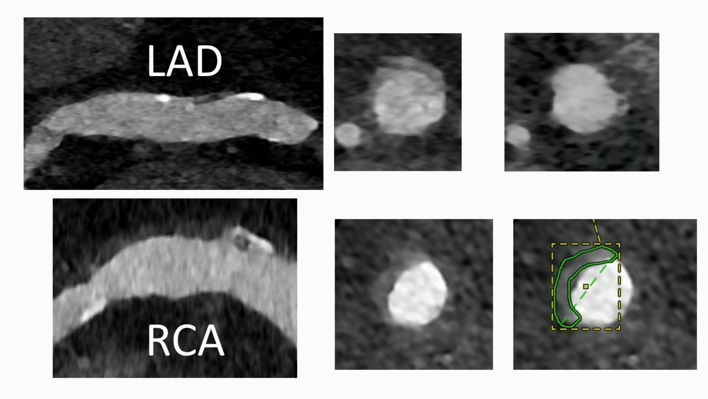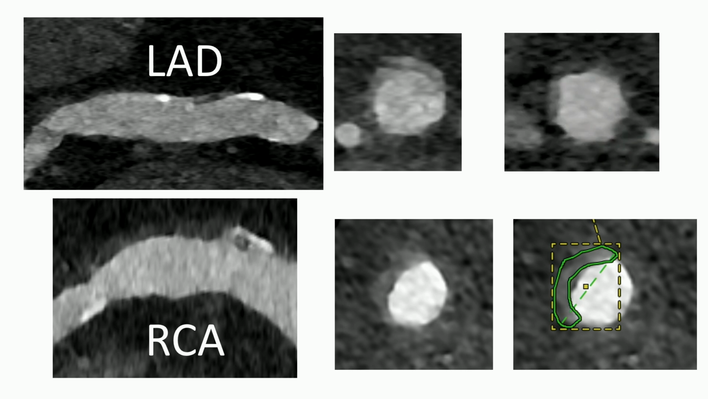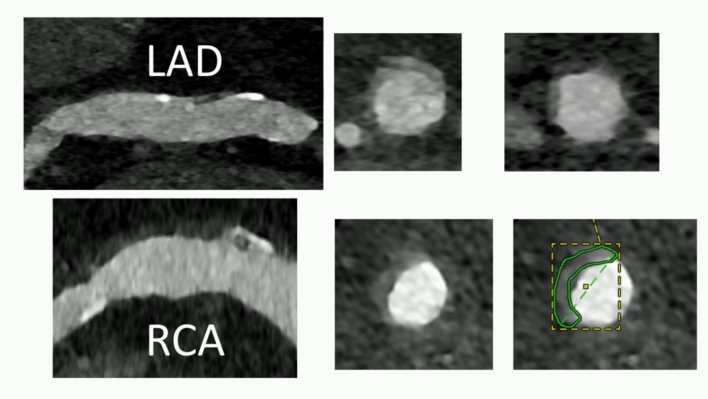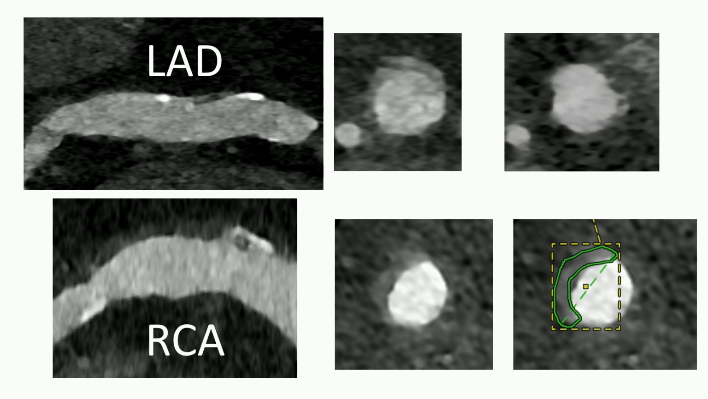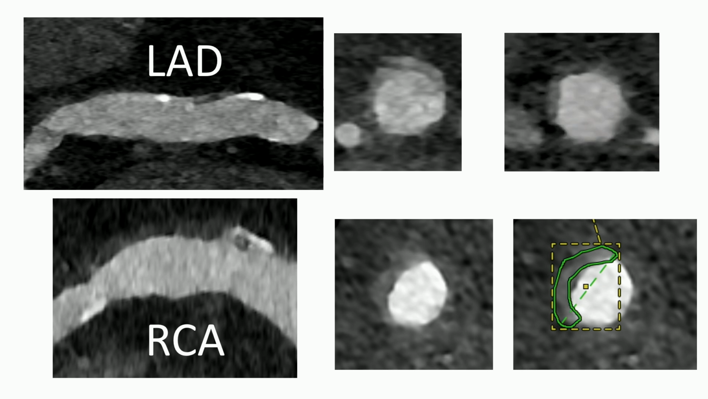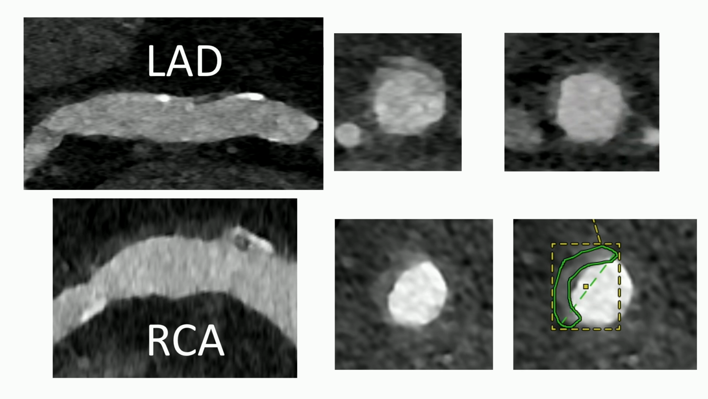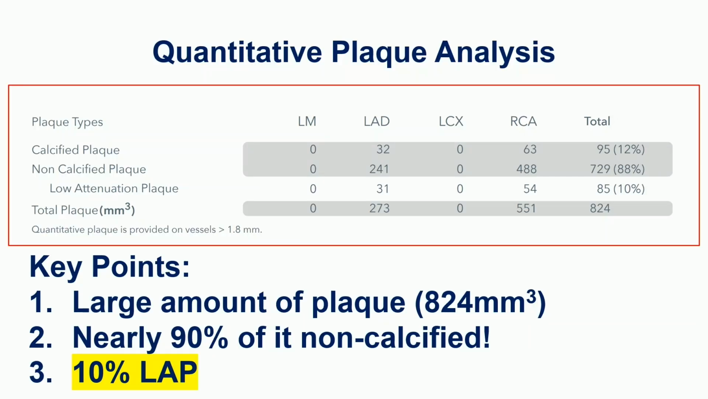On the bottom set of images is the RCA long axis and short axis. And if you can't see it on this projection, I traced it here. This is just my manual trace, this green line here, showing you all the non-calcified plaque. So this is really an individual with an extensive amount of non-calcified plaque. The third point is that 10% of it is low attenuation plaque. So that's plaque that has a Hounsfield unit that's less than 30.